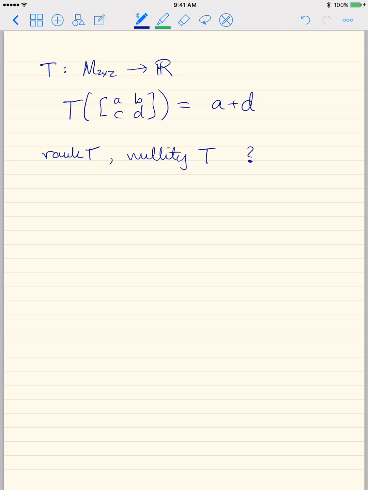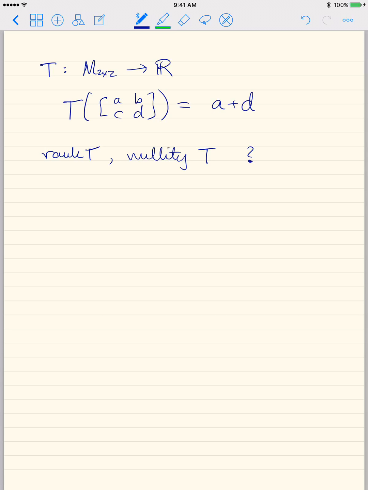What should we be thinking about if we want to figure out the rank of T and the nullity of T? Yeah, we want to know the range of T, because if we know the range of T, that'll tell us the dimension of the range of T, and that's the rank. So what is the range of T here? Just think of it as a function. What's the set of real numbers that you can get out as a sum of 2 real numbers situated on the diagonal of some 2 by 2 matrix?